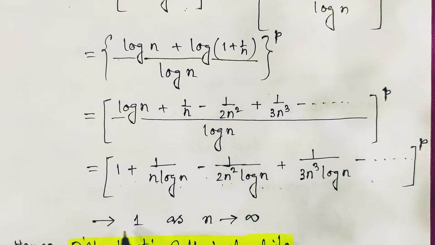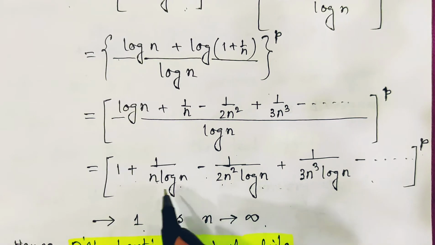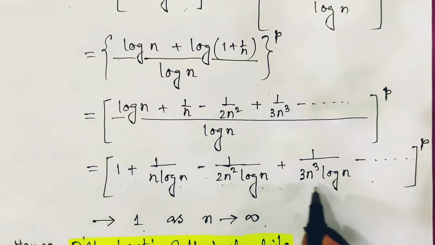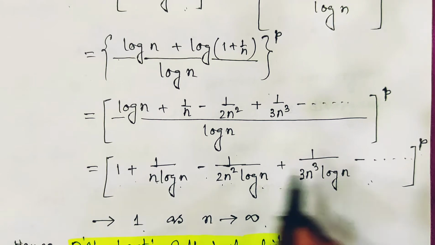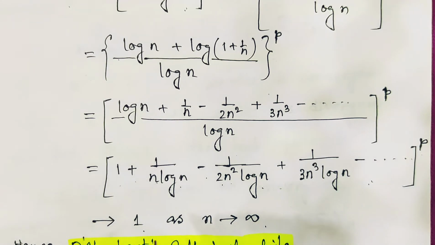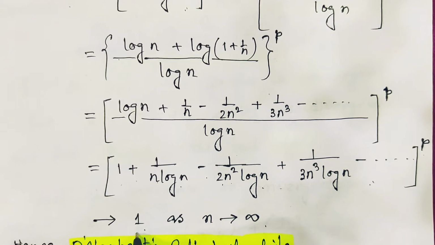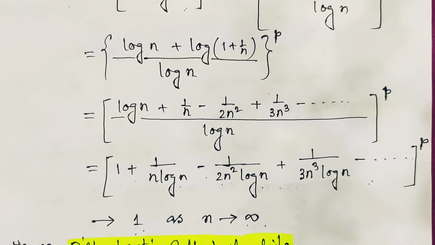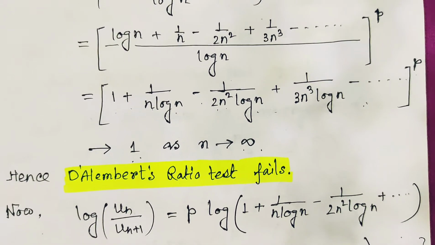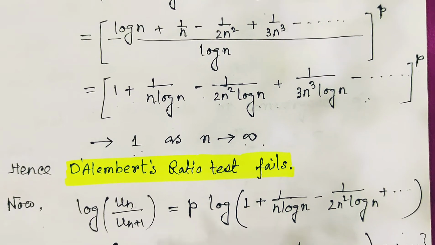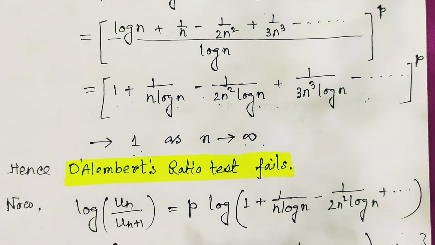So now this one tends to 1 as n tends to infinity. Just look, except this one, all the remaining terms become 0, and 1 to the power p means it is only 1. So we will find that this limiting value is 1 as n tends to infinity. Hence by D'Alembert's ratio test, it fails. So by D'Alembert's ratio test, we can't predict whether the given series is divergent or convergent.